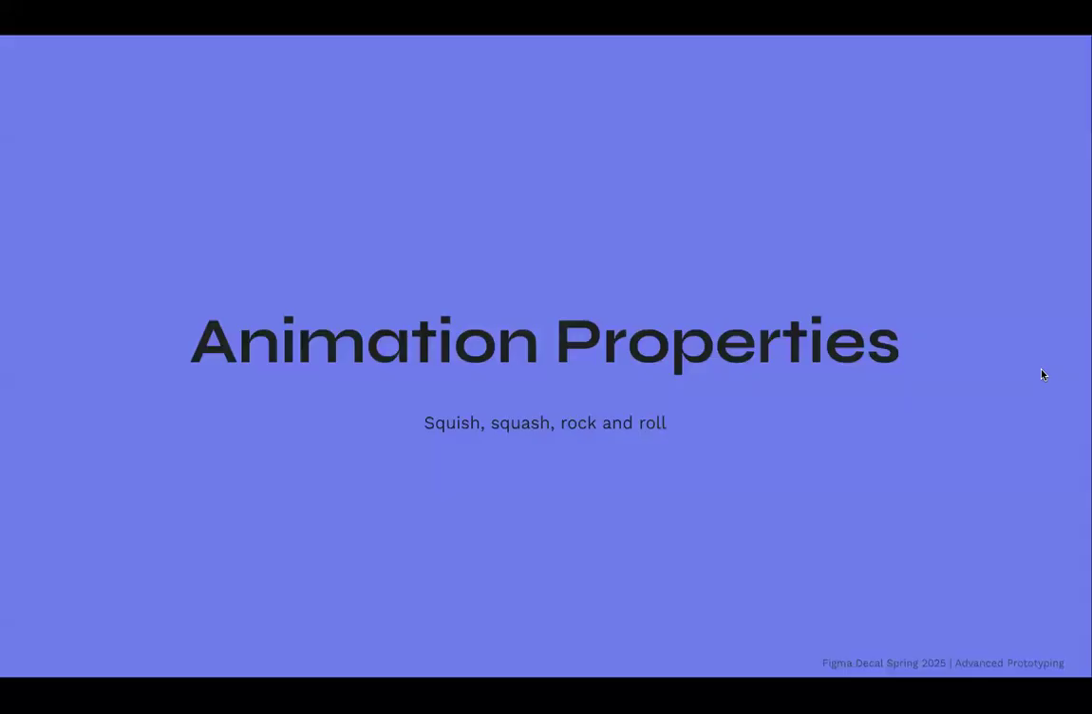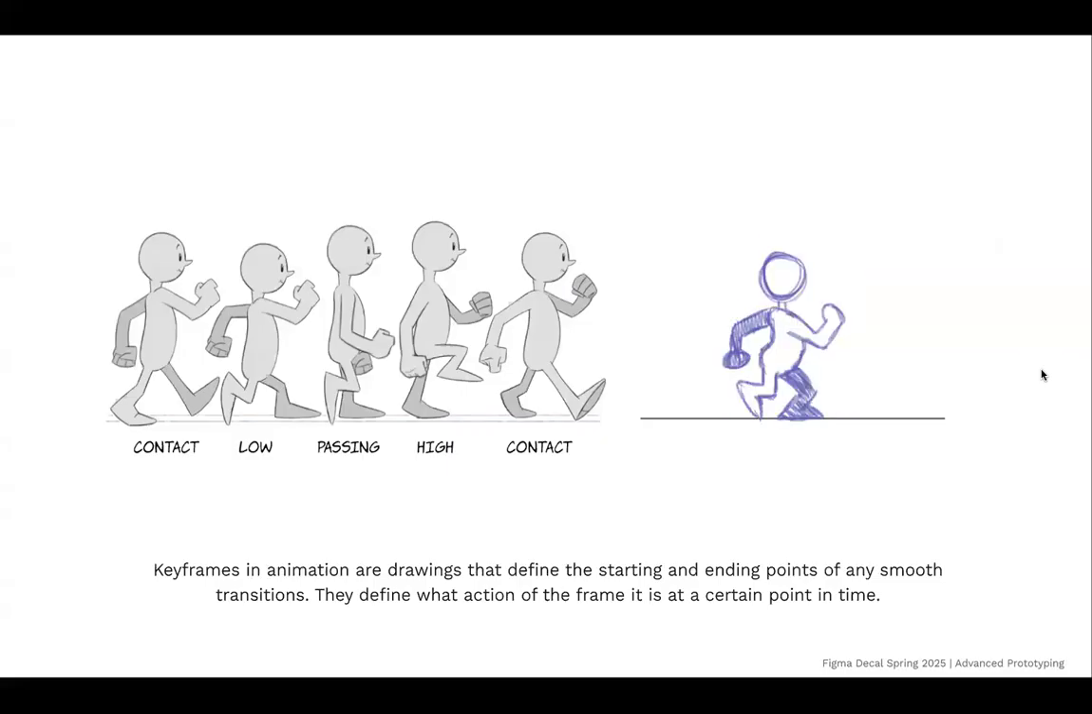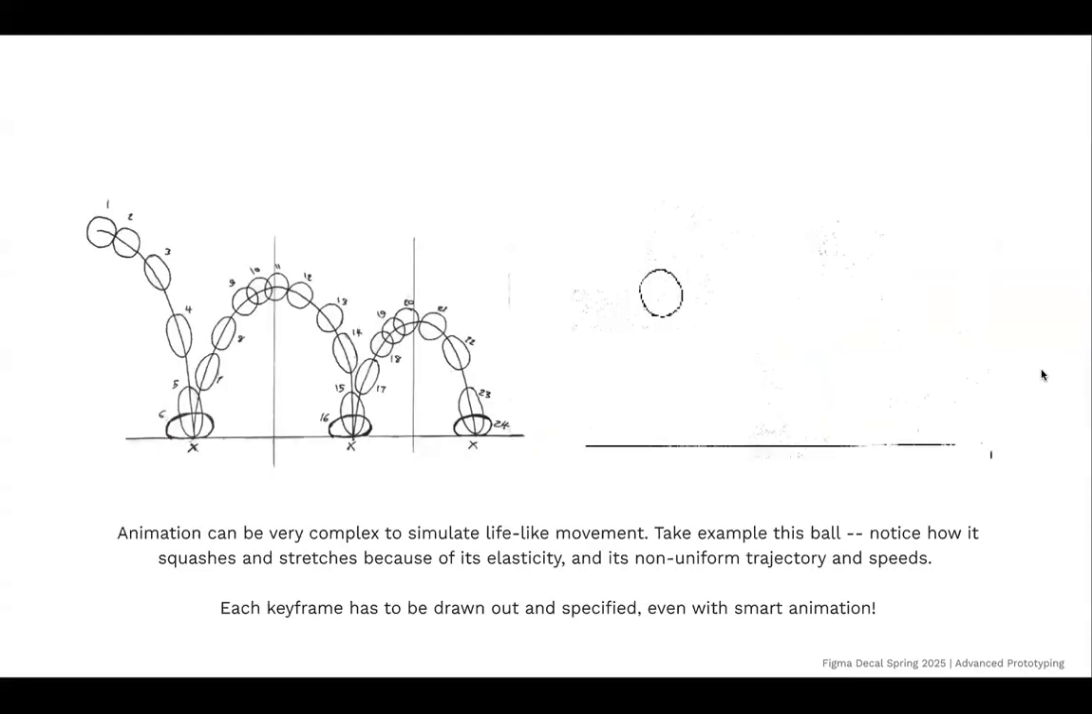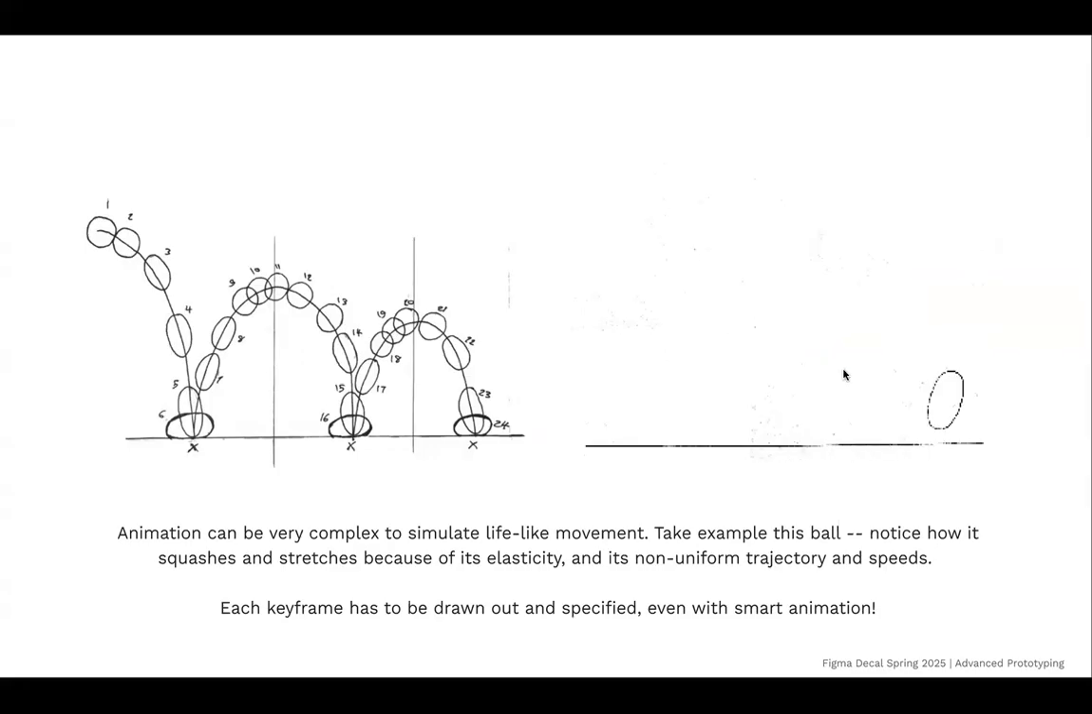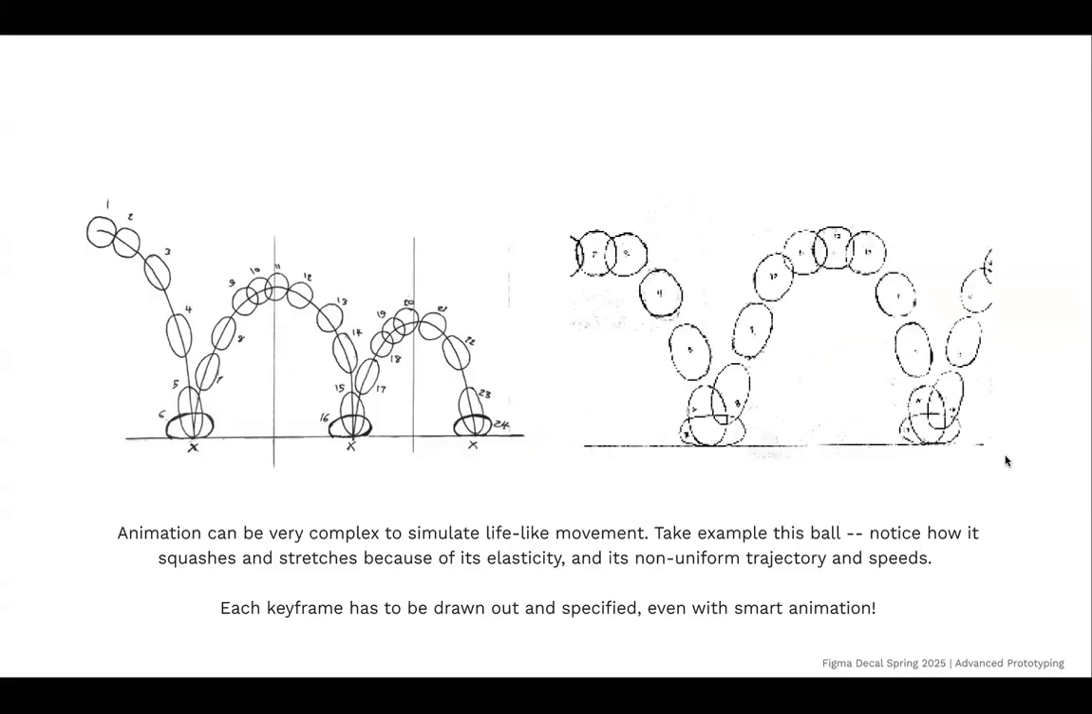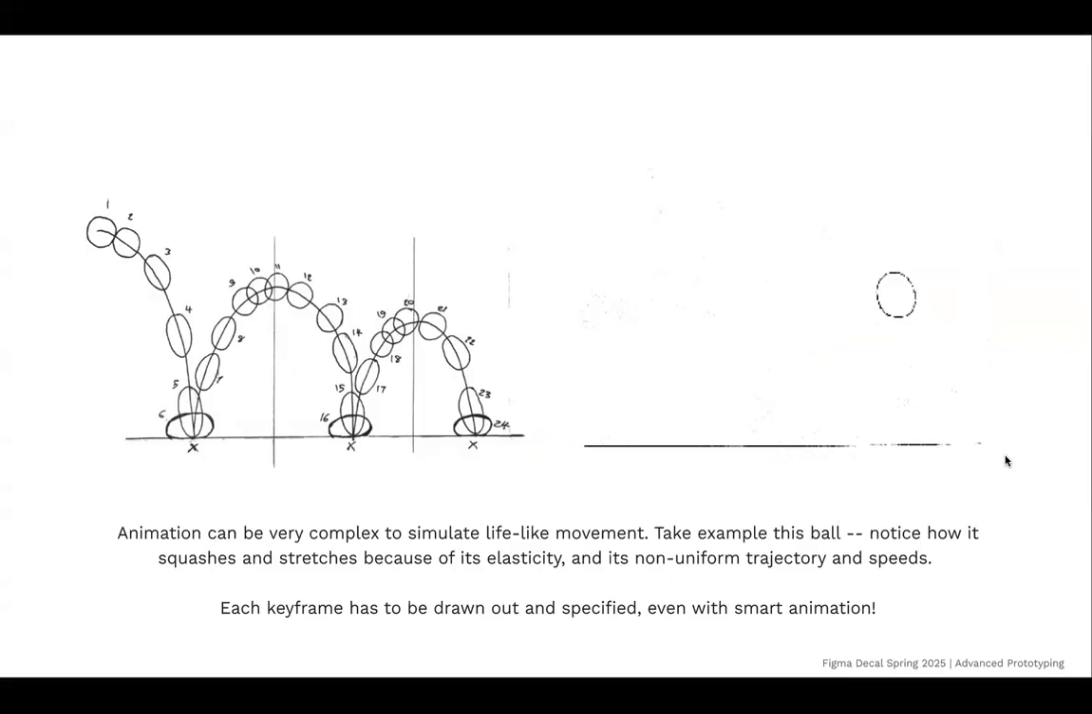And here are some animation properties. Keyframes in animation are drawings that define the starting and ending points of any smooth transition, and they define what action of the frame it is at a certain point in time. Animations can be very complex to simulate lifelike movement. As you can see with the example with the ball, notice how it squashes and stretches because of its elasticity and its non-uniform trajectory and speeds. Each keyframe has to be drawn out and specified, even with smart animation.